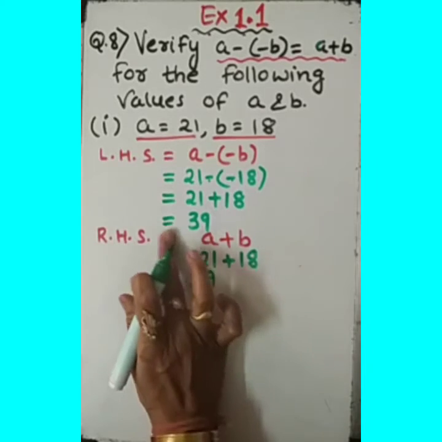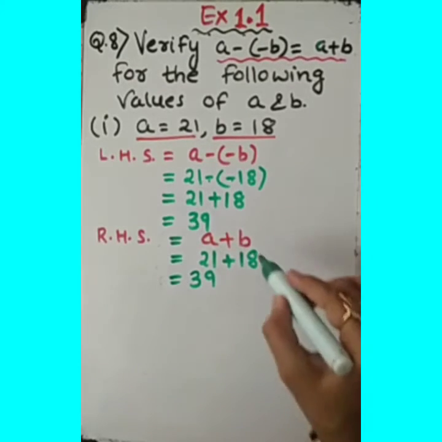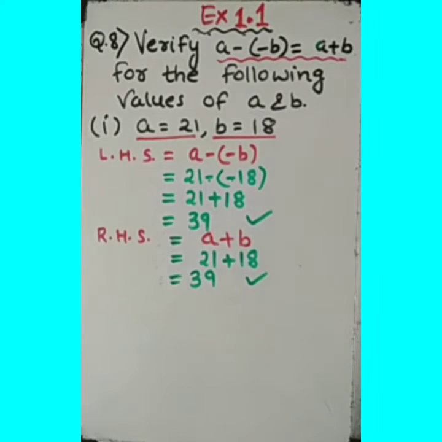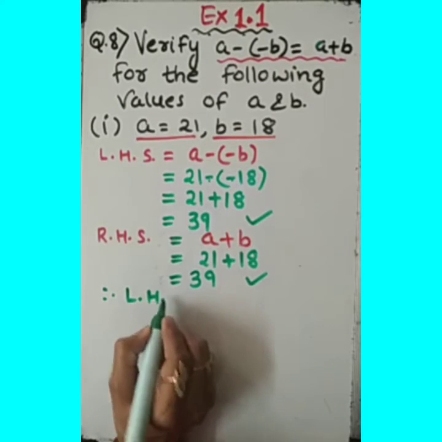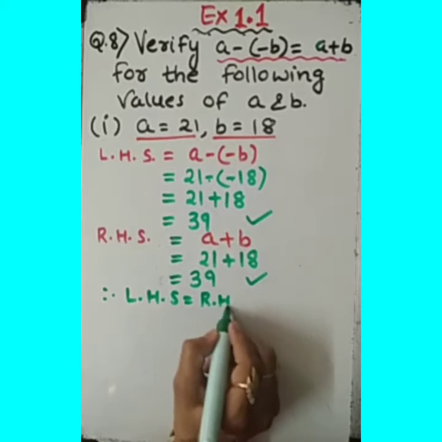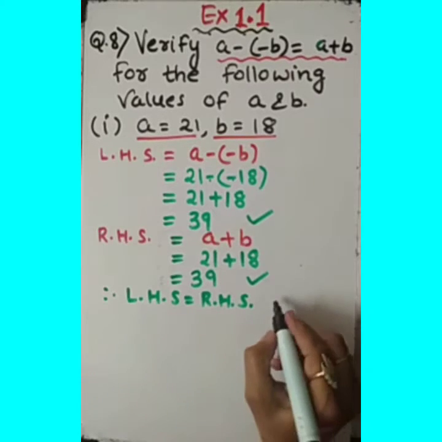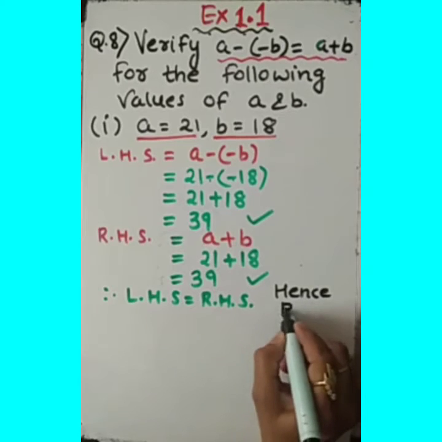I am shifting it a little bit here, equal to. Now in both ways you can see 39. This is also 39. Therefore, LHS equal to RHS proved. We need to mention LHS equal to RHS and hence it is proved. We need to mention in the final answer, hence proved.